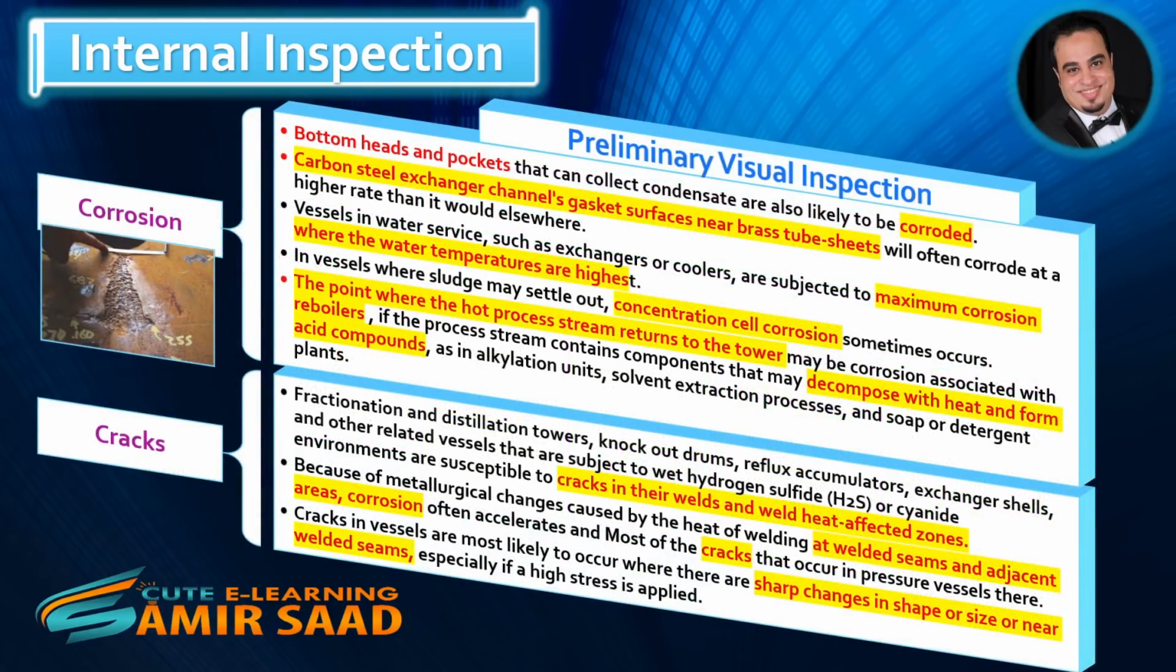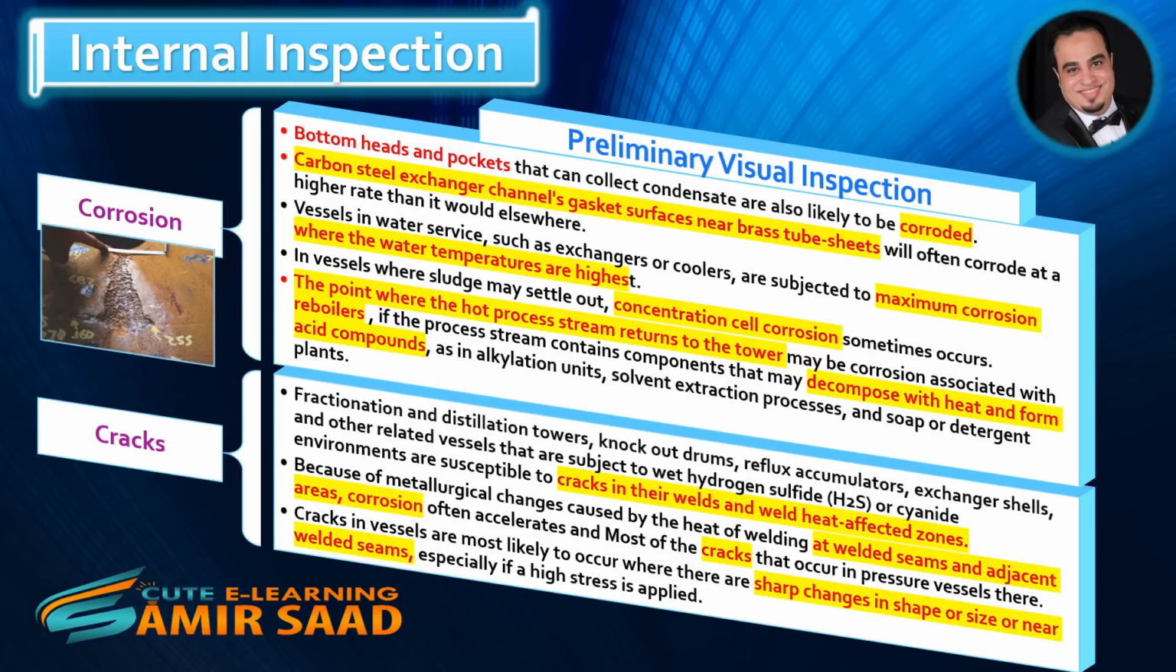Corrosion. Bottom heads and pockets that can collect condensate are also likely to be corroded. Carbon steel exchanger channel gasket surfaces near brass tube sheets will often corrode at a higher rate than elsewhere. Vessels in water service, such as exchangers or coolers, are subjected to maximum corrosion where the water temperatures are highest. In vessels where sludge may settle out, concentration cell corrosion sometimes occurs.